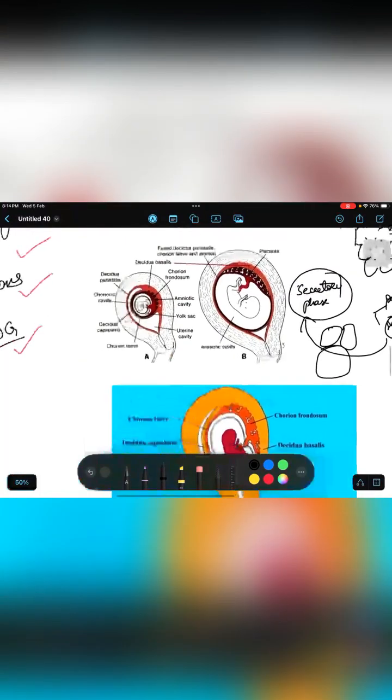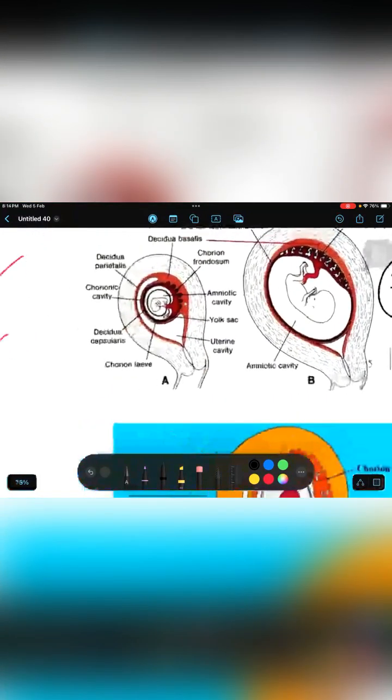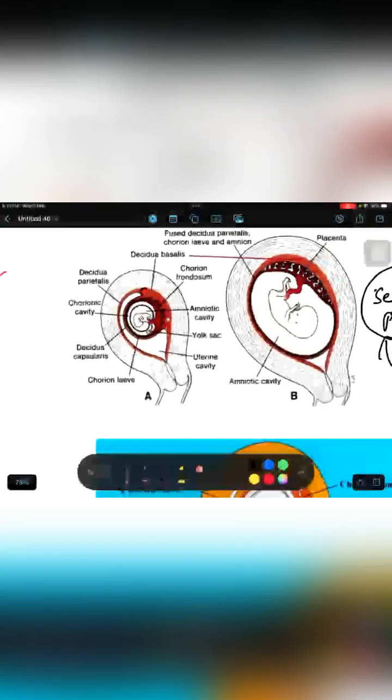Now coming to the diagram, you can see this is decidua basalis. Okay, I am going to highlight this. This is decidua basalis. So what is decidua basalis? It is the portion of decidua where the placenta is to be formed. So now you can see the placenta has been formed, right? Decidua basalis is the portion where the placenta is forming. That is decidua basalis. Easy.